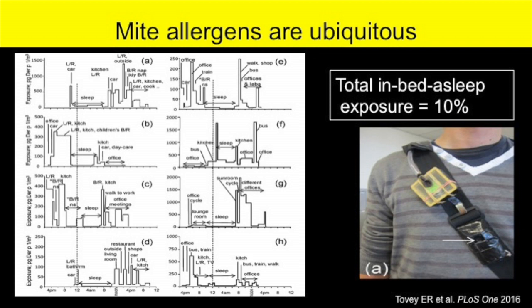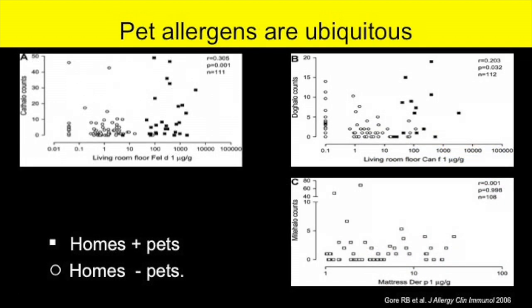And in fact, the in-bed asleep exposure time only gets around 10% of the overall exposure. So you can't get rid of it. It's the same with pet allergens. Pet allergens are ubiquitous. They're a bit different. They're very airborne. They're sticky, they stick to your clothes, but they also then become airborne. So people who are pet owners walk around in a cloud of their own pet's allergen.